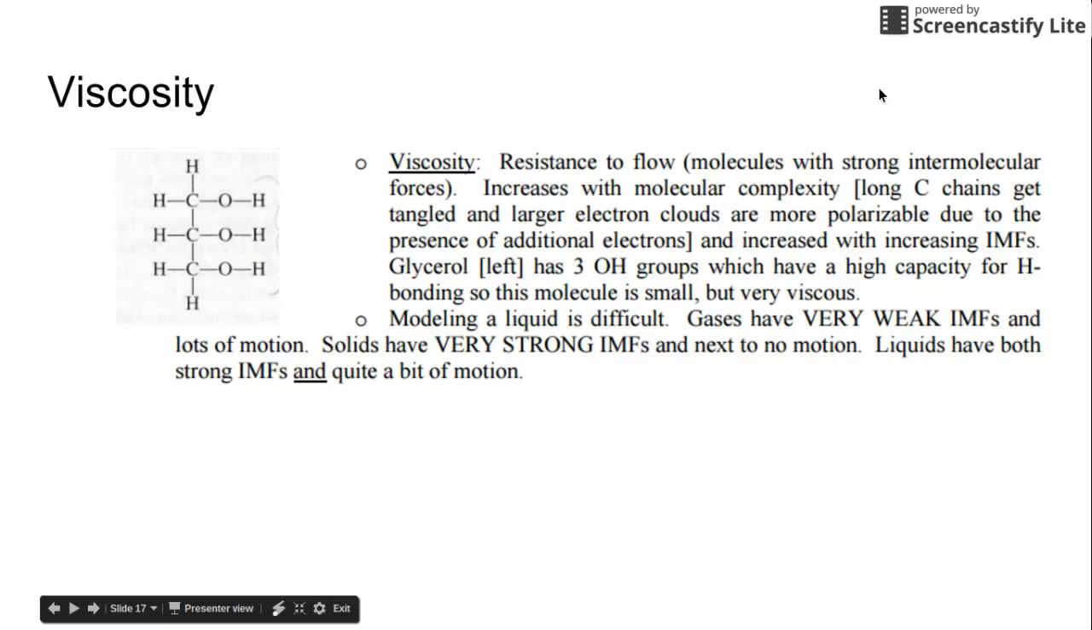This screencast continues our discussion on intermolecular forces. It also talks about isomers, what they are, and how their intermolecular forces are different. So we'll start off talking about viscosity. Viscosity is a resistance to flow.